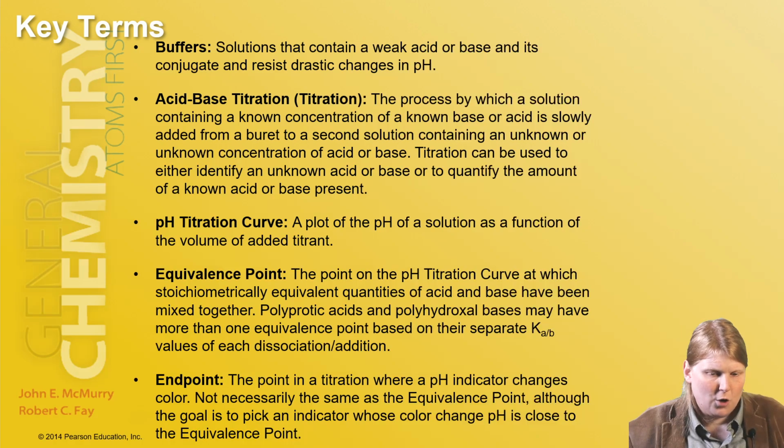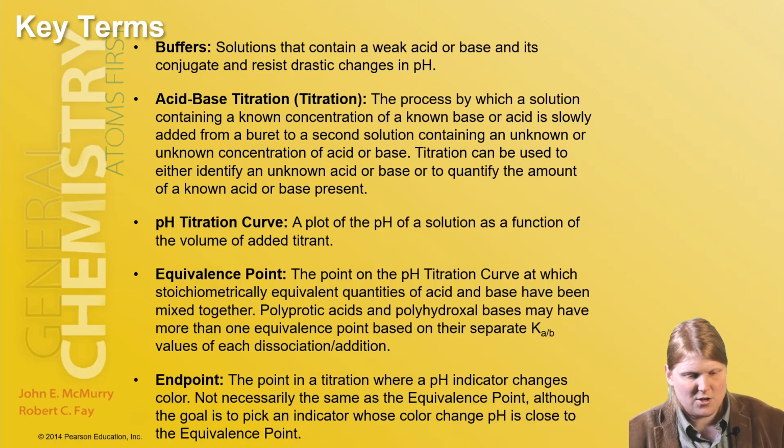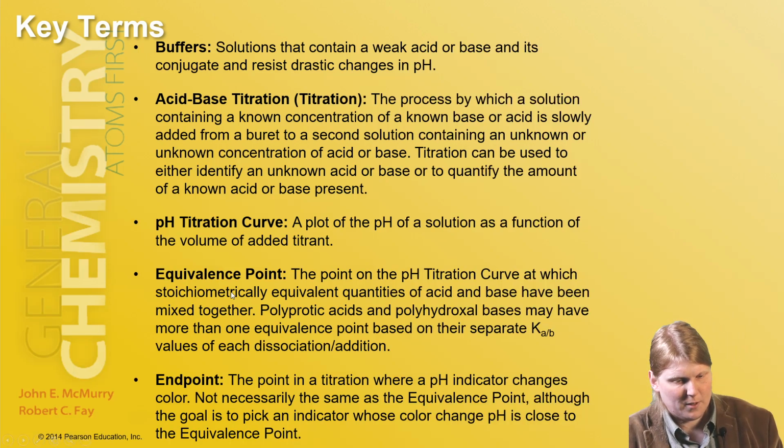pH titration curve, a plot of the pH of a solution as a function of the volume of some added titrant, which is this added solution where we're changing things. We'll see this in a few more examples. And the equivalence point is where we have stoichiometrically equivalent amounts. That's that equimolar quantity.